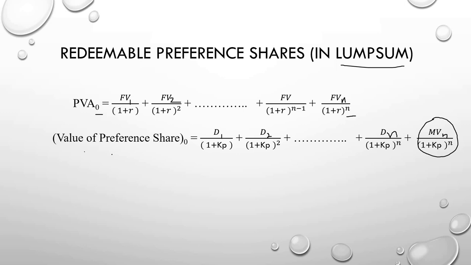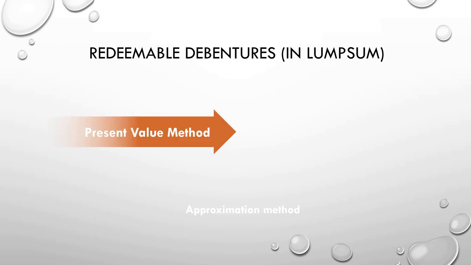And in today's state we are going to calculate the value of share. So value of share means your net inflow. So what we have to calculate is KP. This is my cost of preference shares. Now whenever we talk about redeemable preference shares in lump sum, there are two methods of solving it. One is your present value method and one is your approximation method.